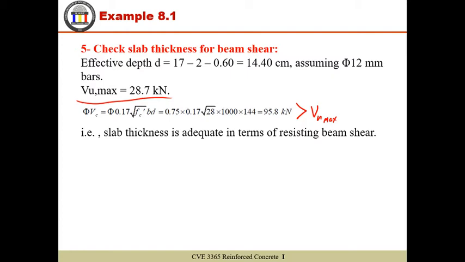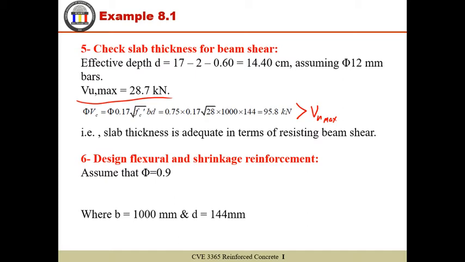And start for the flexural design. You need to make an assumption. You need to assume that phi is equal to 0.9. In another meaning, you need to assume that your section is tension controlled, and then start, find rho.